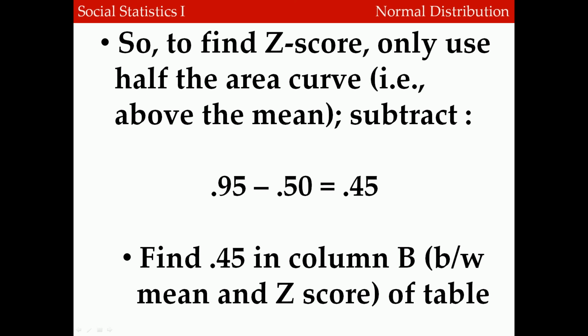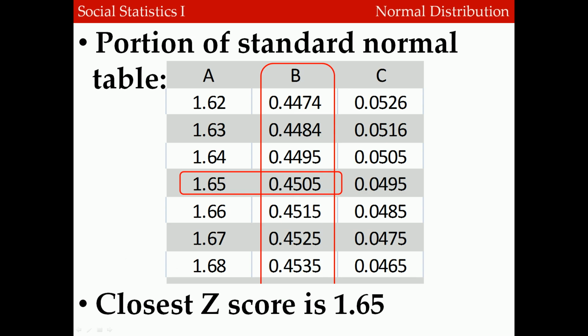leaving us with 0.45. Then we're going to look up 0.45 in column B, the area between the mean and the z-score, and figure out what z-score corresponds to that value. Looking at the table, in column B, the closest z-score corresponding to that is 1.65, which has an area between the mean and the z-score of 0.4505. So that is our closest approximation, and we're going to use 1.65 as our z-score.